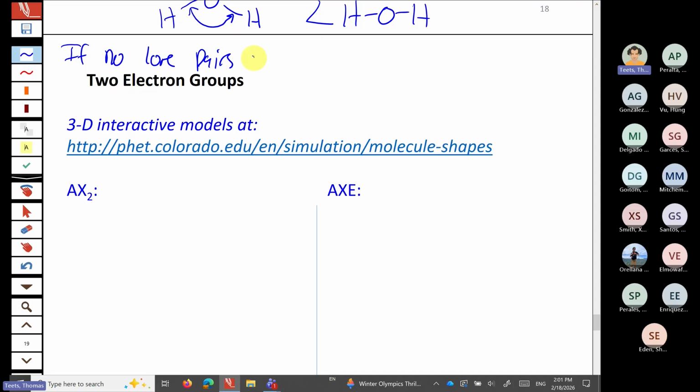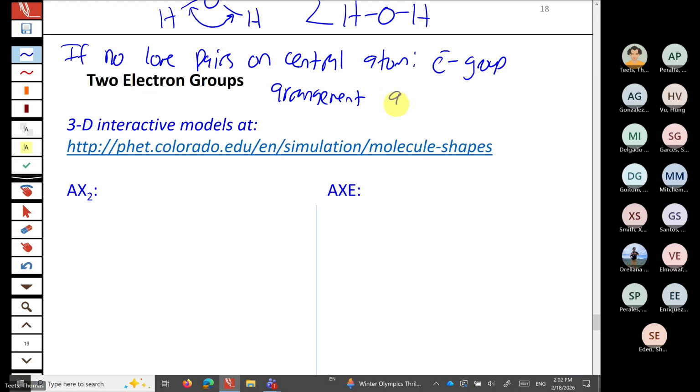Okay, if there's no lone pairs on the central atom, the electron group arrangement and molecular shape are the same. So if it's AX2E0, AX3E0, no lone pairs on the center atom, the name that you give for the electron group arrangement and the name that you give for the molecular shape are the same. They're identical to each other. So that's true for AX2.